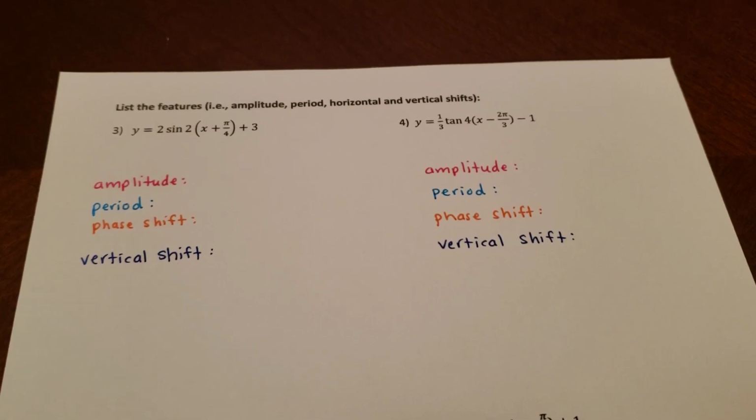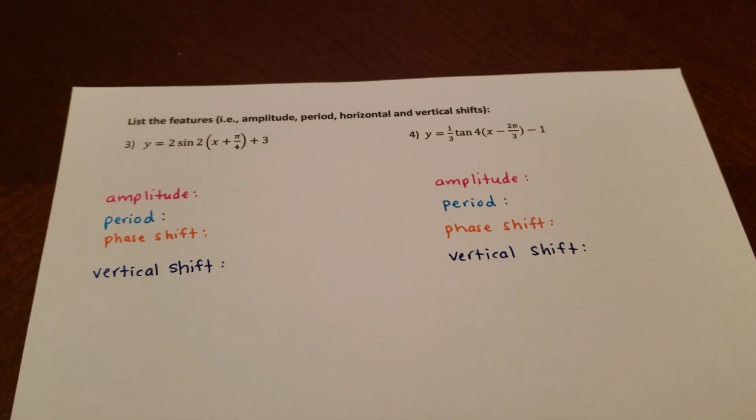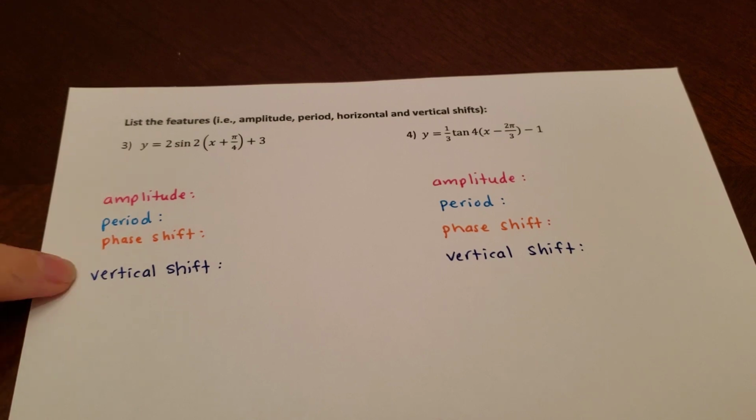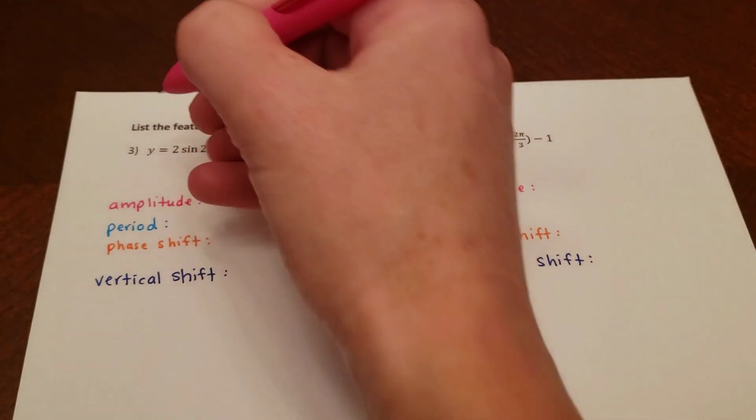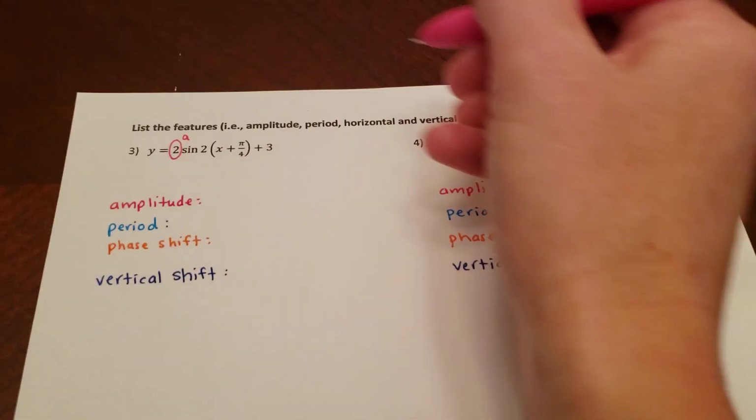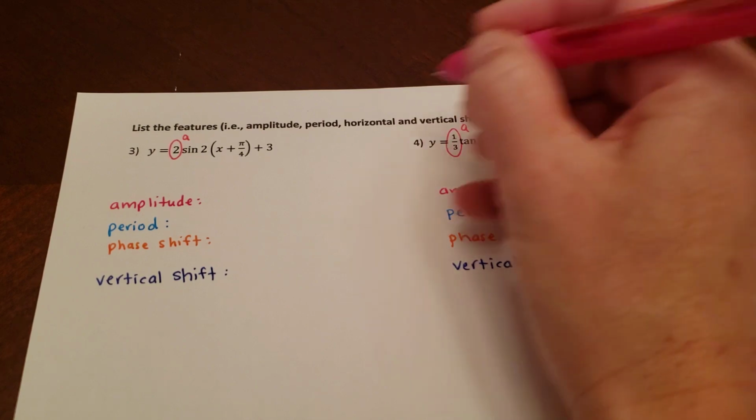All right, here's the second half of 7-6 notes. We're still doing the same thing. We're identifying these 4 characteristics of the graphs. We have 4 examples, so we're just going to go through them. So let's go ahead and start with the amplitude. Again, I recommend in the beginning possibly labeling everything so that way it makes sense.